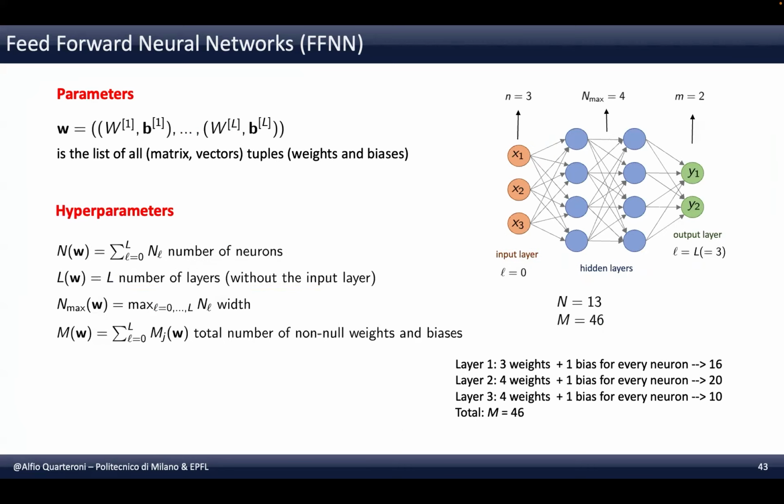Those are the parameters, as I've said before, but there are also what are called hyperparameters. And the hyperparameters are basically the construction elements of the network. You have the total number of the neurons, so you are just summing up all the neurons that are in the network. You have the number of layers, 1, 2 in this case, and you have the total number of non-null weights and biases.